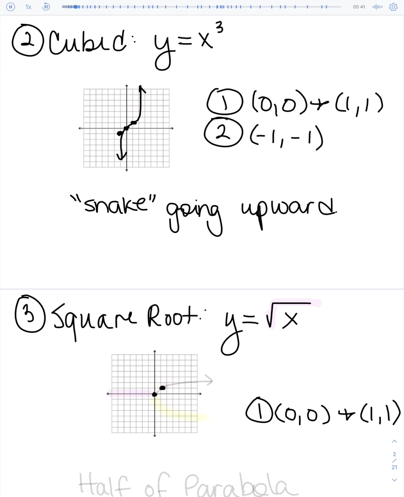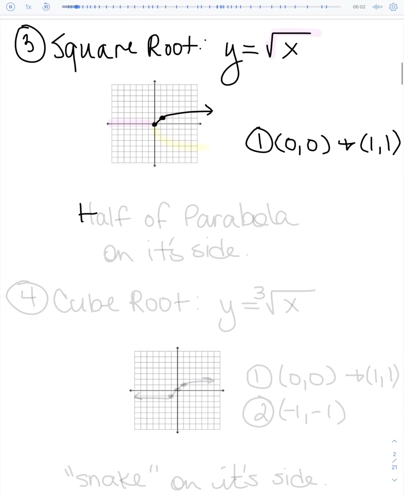However, you can't have the full parabola, the up and the down, all thrown on its side, because it wouldn't be a function, because it wouldn't pass the vertical line test. So what happens is we only get this part of the U shape on its side. It's half. I always think of it as half of a parabola on its side.